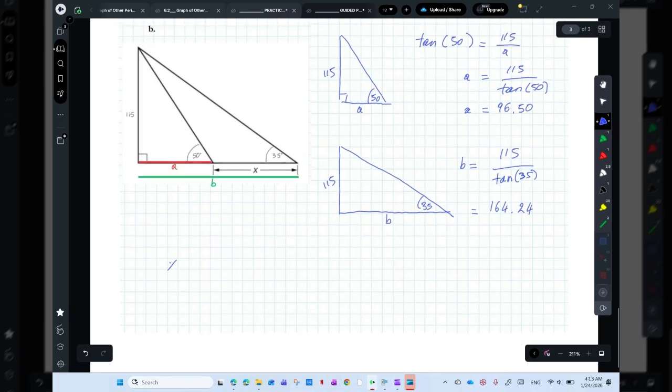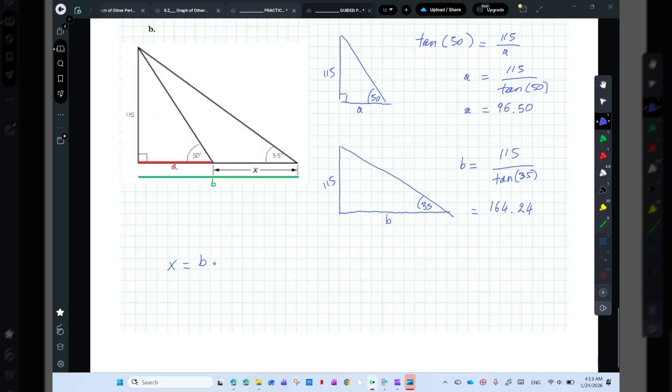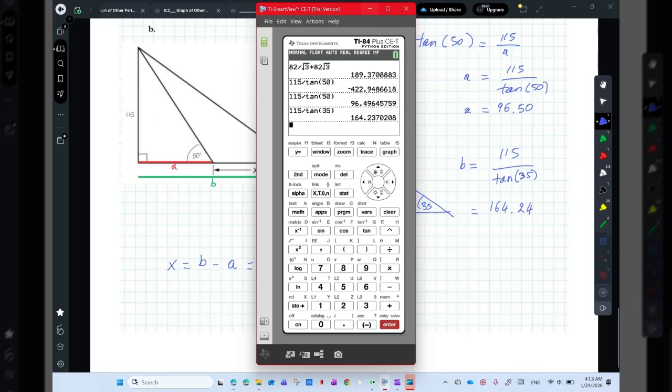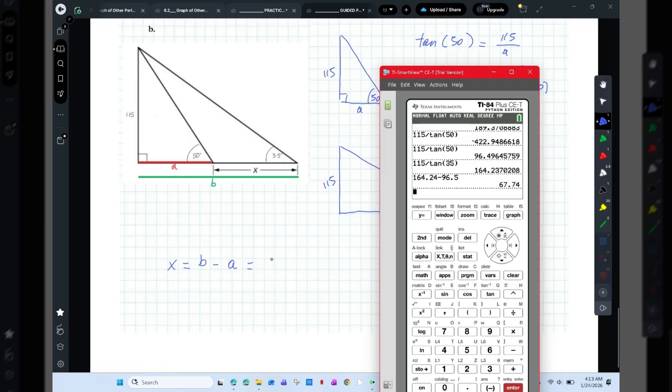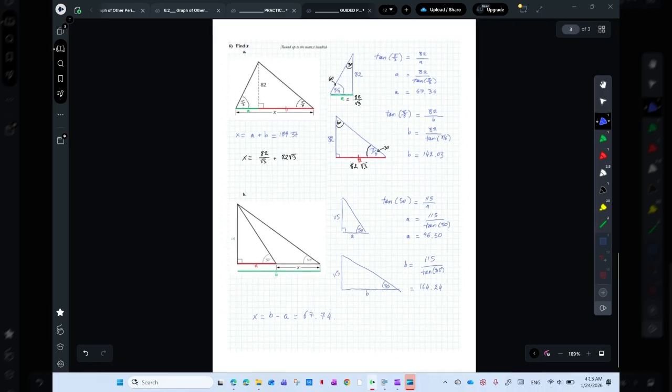And X will be equal to B minus A. And in that case, 164.24 minus 96.50, and I will have 67.74. And here you have it. Good luck.